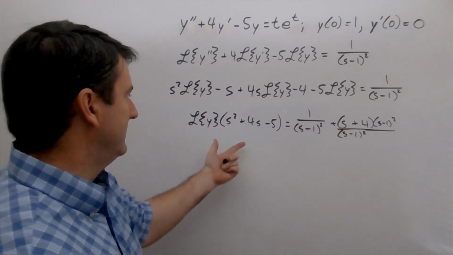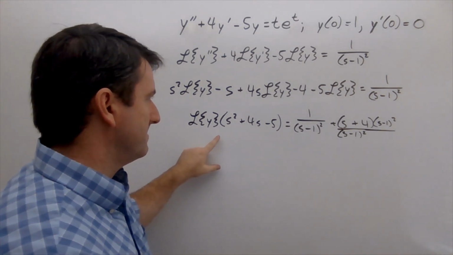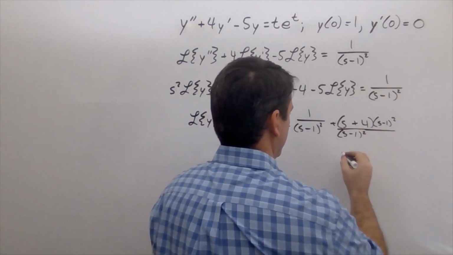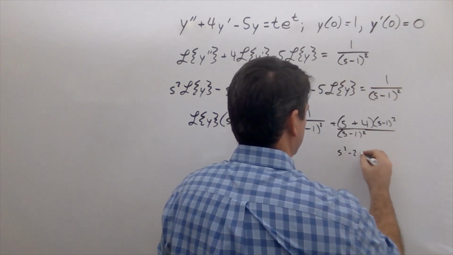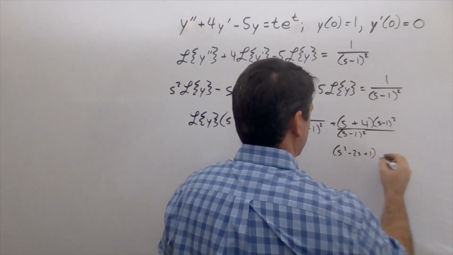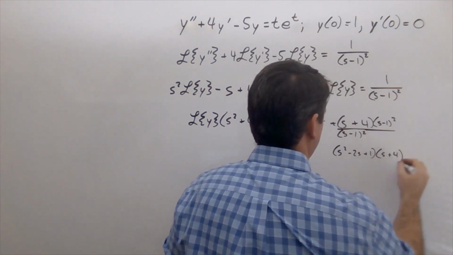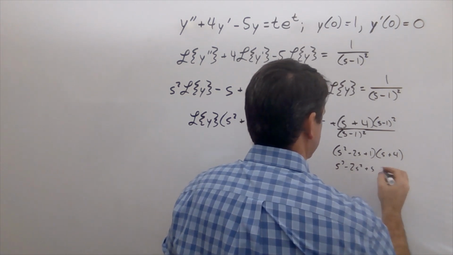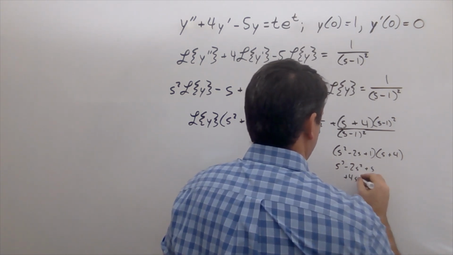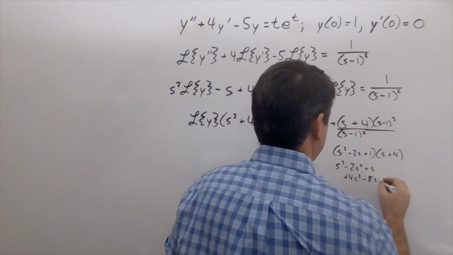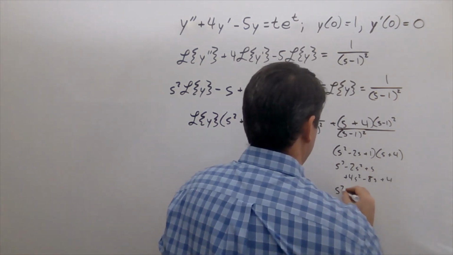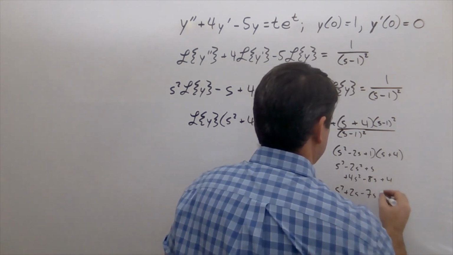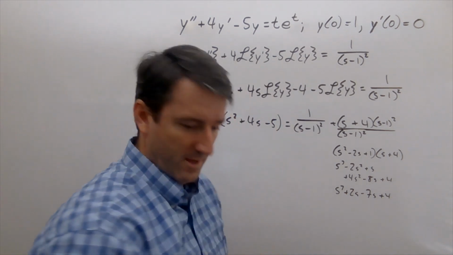Okay, and then let's just figure out what that is real quick. So s minus 1 squared is s squared minus 2s plus 1. Multiply that by s plus 4. It's going to be s cubed minus 2s squared plus s plus 4s squared minus 8s plus 4. That's s cubed plus 2s squared minus 7s plus 4. All right.